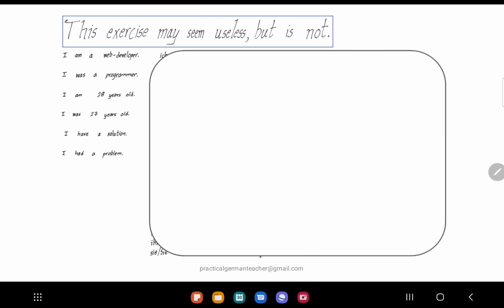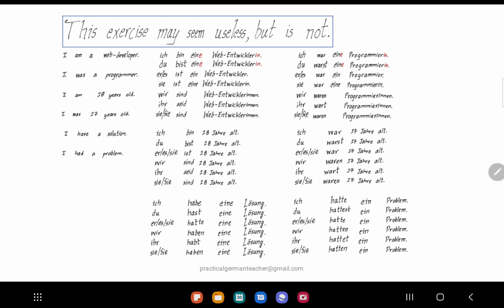Let's see why we did this exercise. Let's look at the answers. So here are the answers. If you don't like my handwriting before, here are the answers in much better handwriting. If you want to say I'm a web developer, and you're describing yourself as a guy, you'll say ich bin ein Webentwickler. If you are a woman, you will say ich bin eine Webentwicklerin.